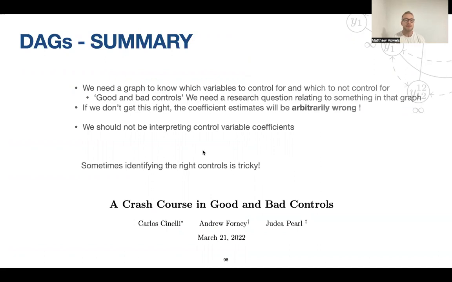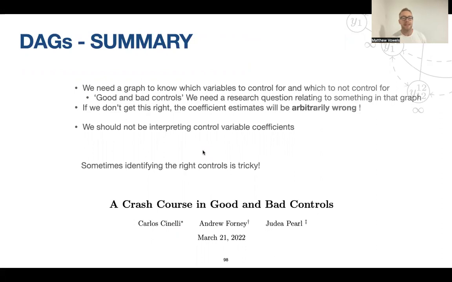So as a summary for now, directed acyclic graphs: we need a graph in order to know which variables to control for and which to not control for. This leads to a set of good control variables, i.e. variables that we should condition on, and bad controls, variables that we shouldn't condition on. And in order to decide that, we need the context of the whole graph. We need the research question. And so we'll give some more examples of that later on.